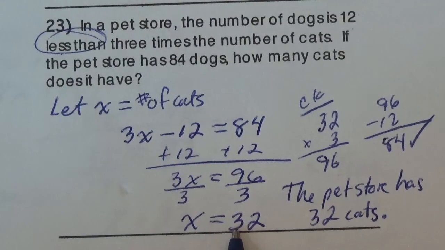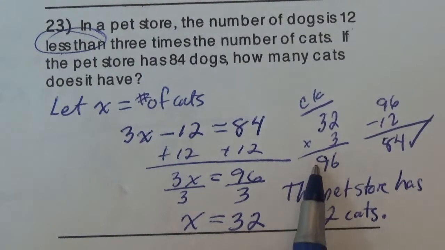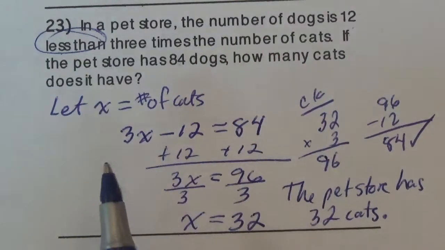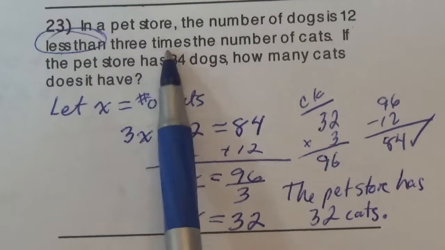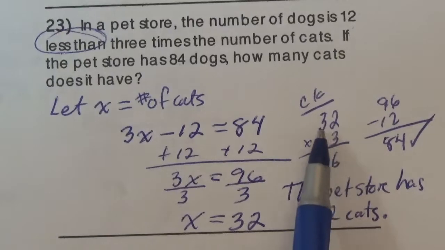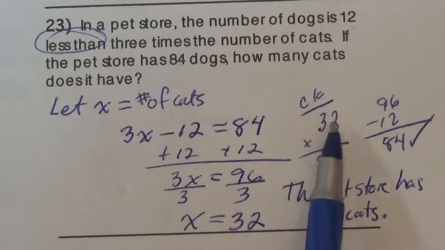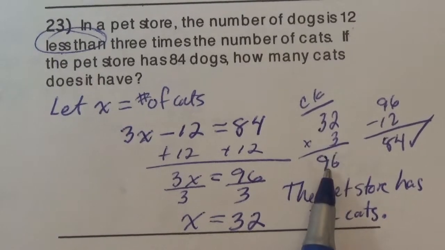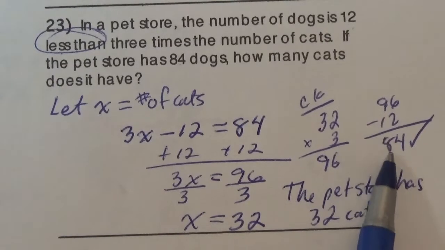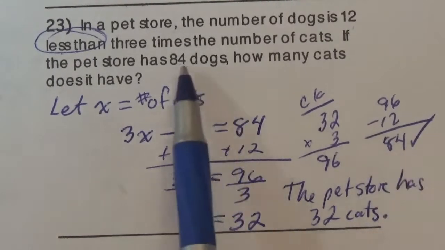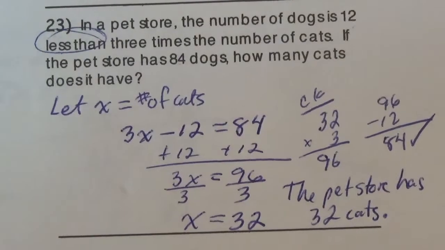My answer was 32. For the check, I went back to the words again. So 12 less than 3 times the number. So I had to do my answer of 32, multiply it by 3, and then subtract the 12. I'm down to 84. That's what I wanted. I got to do a check mark. And then I wrote a sentence. The pet store has 32 cats, period.